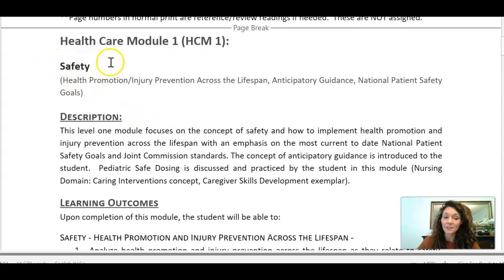So you're going to find the concept under the module, and then in parentheses you will find specifically what we're going to talk about as far as exemplars are concerned related to that concept. All right, so for safety, we're going to talk about health promotion and injury prevention across the lifespan. We're going to breeze through that because you've already had it in Ms. Thompson's class. We're going to talk about anticipatory guidance, and again, we'll breeze through national patient safety goals because you get beat to death with that as well. But we're required to teach it to you.